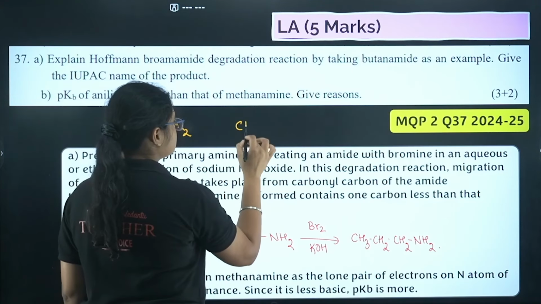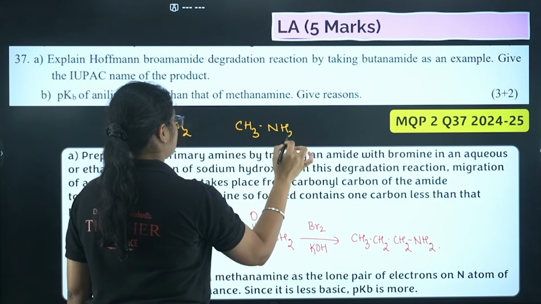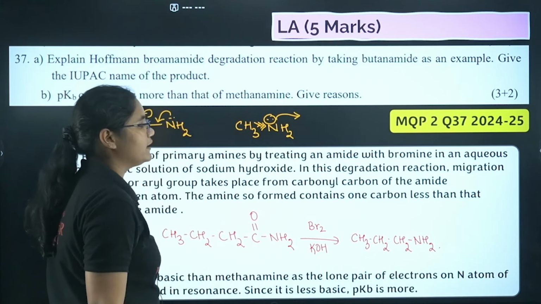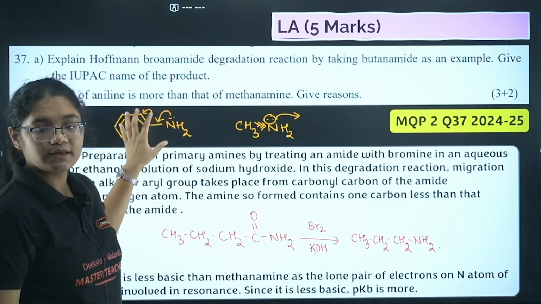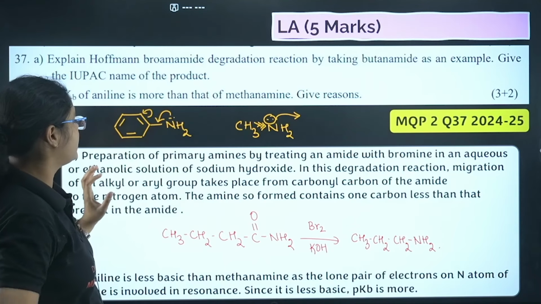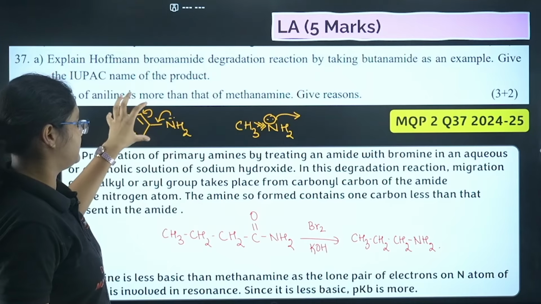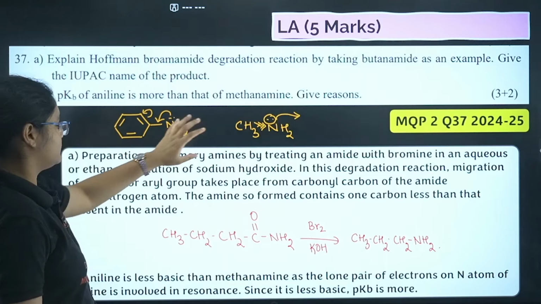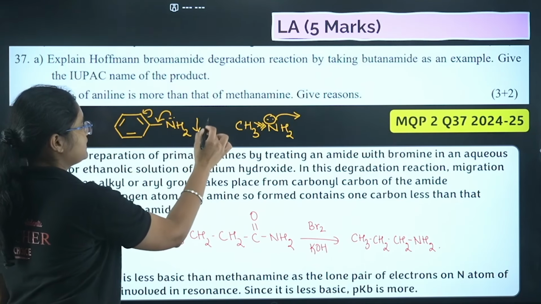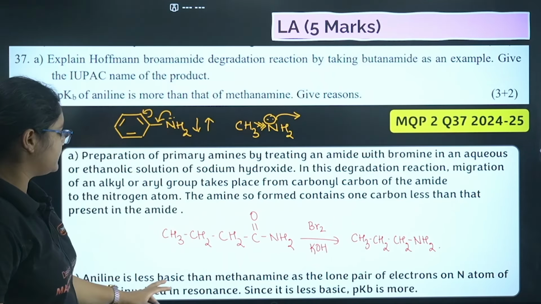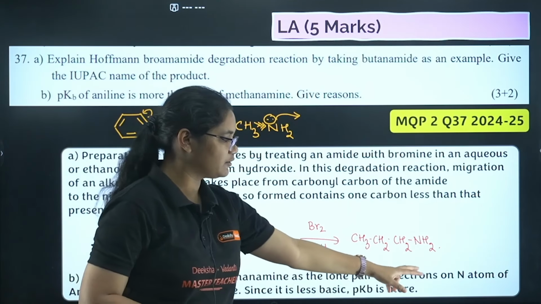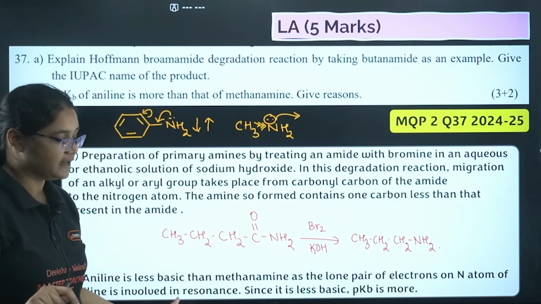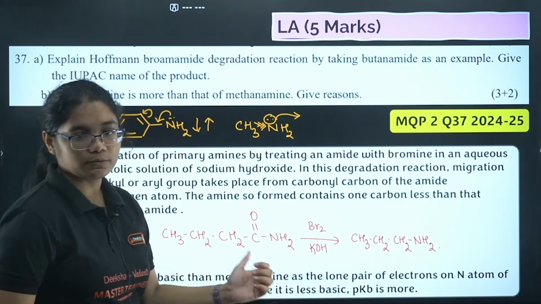Whereas in methylamine, it is CH3NH2, right? There is a lone pair on nitrogen. The alkyl group will donate electrons and nitrogen can easily donate its electrons. So basicity here is more, and here basicity is less. In that case, since the basicity is more, the pKb will be less, and since the basicity is less in aniline, pKb will be more. So you can see aniline is less basic than methylamine as the lone pair of electrons on nitrogen of aniline is involved in resonance and is not available for basicity. That is why it is less basic and has more pKb.